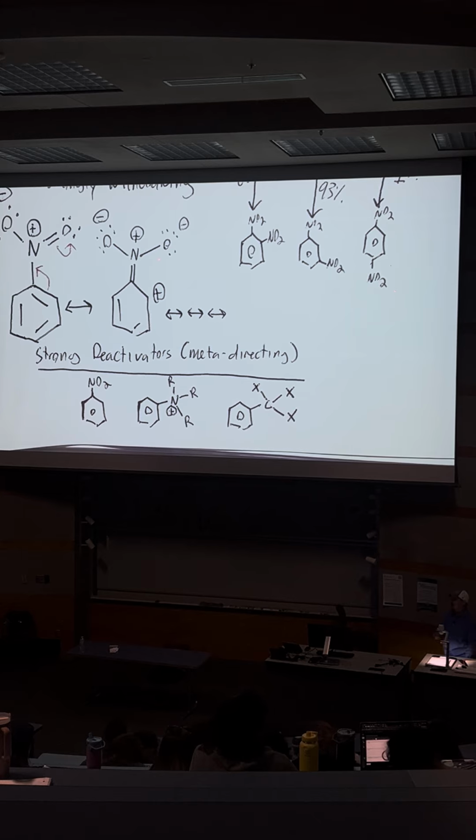So these are very, very strong electron withdrawing groups, and thus they are strong deactivators. And if you see them on the aromatic ring and you're trying to do a substitution on it, that's electrophilic aromatic substitution, then they're going to be meta-directing. You're going to be putting things in that meta position.